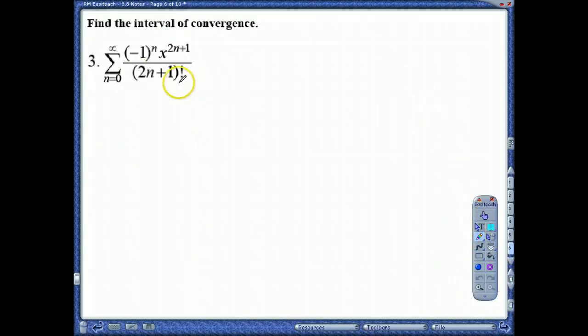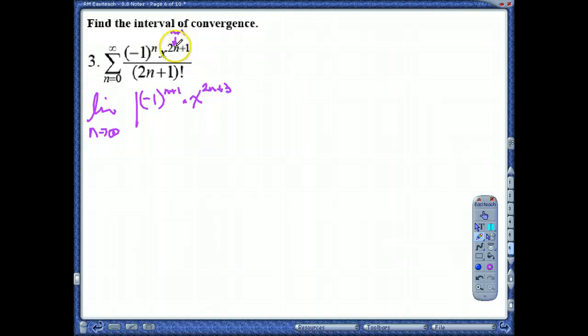Last example before we get to see each other in class. Now this one has it all. It has the factorial, it has the power, so it screams ratio. So we have the limit as n approaches infinity. We've got our -1 to the n plus 1 times x to the, all right, here we go. If I put in n plus 1 here, I'm going to have 2 times n, 2 times 1. So I'm actually going to have 2n plus 3.